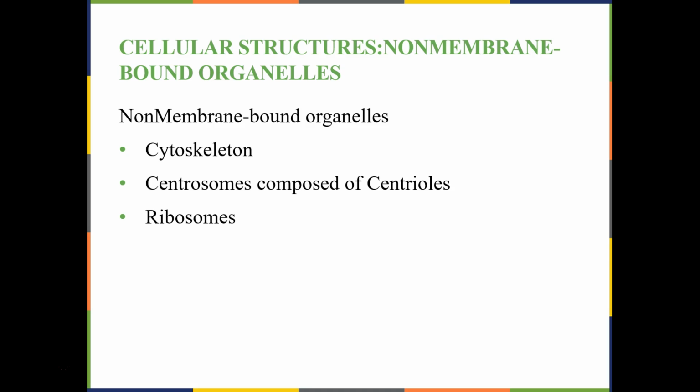Then we have non-membrane bound organelles. We have the cytoskeleton, which is composed of 3 different proteins. We have microfilaments, intermediate filaments, and microtubules. Then we have centrioles, which make up your centrosomes, which are important in moving your DNA around during cell division. And then we have ribosomes.